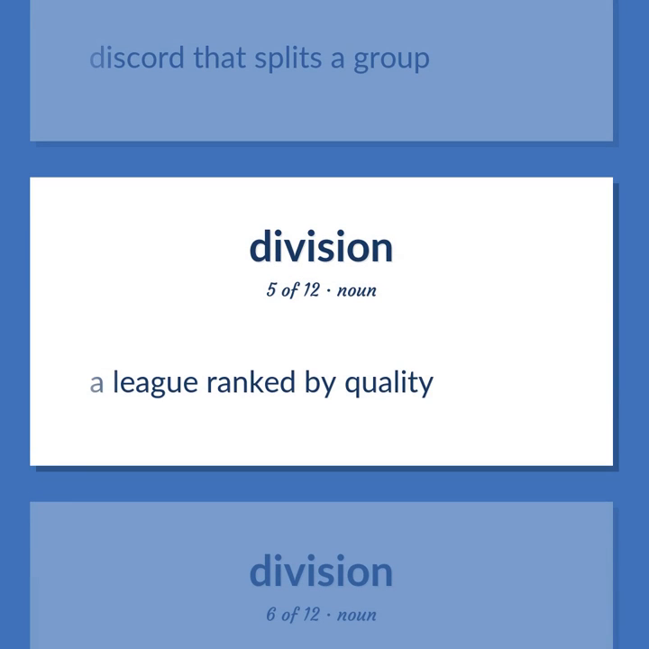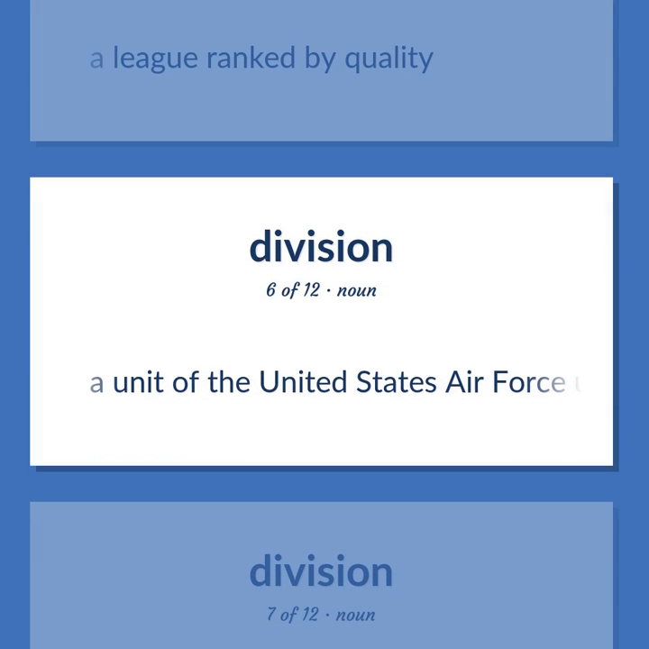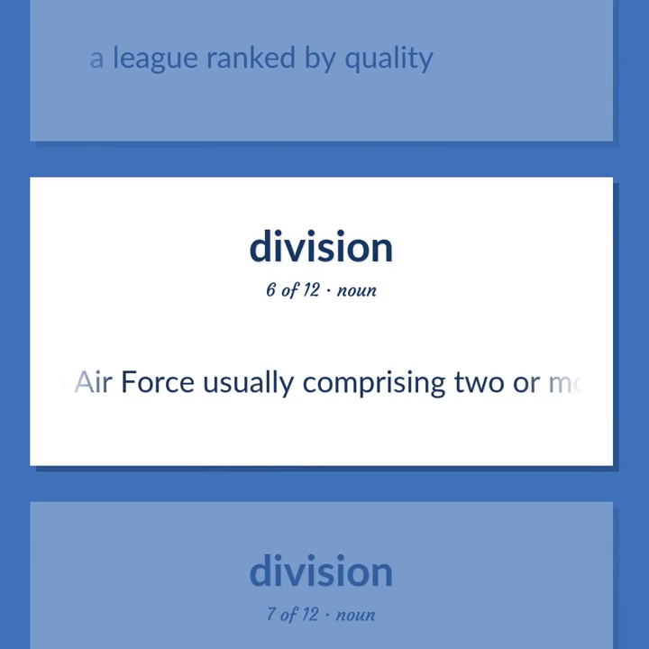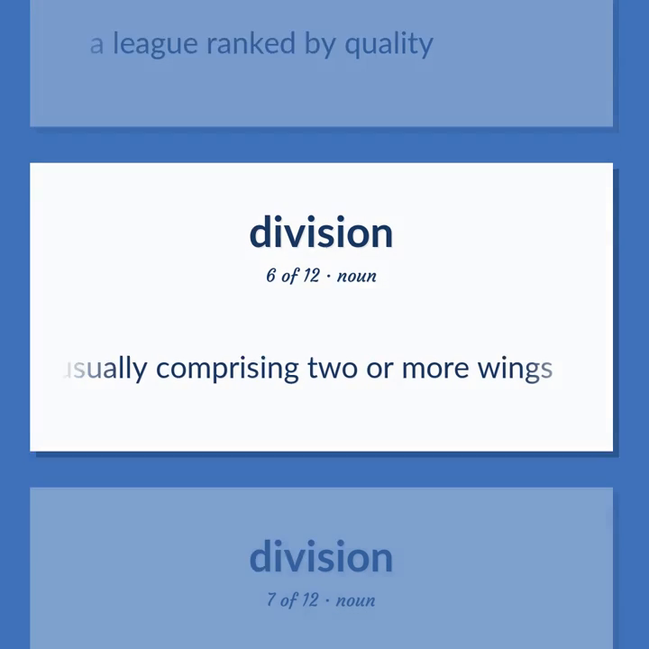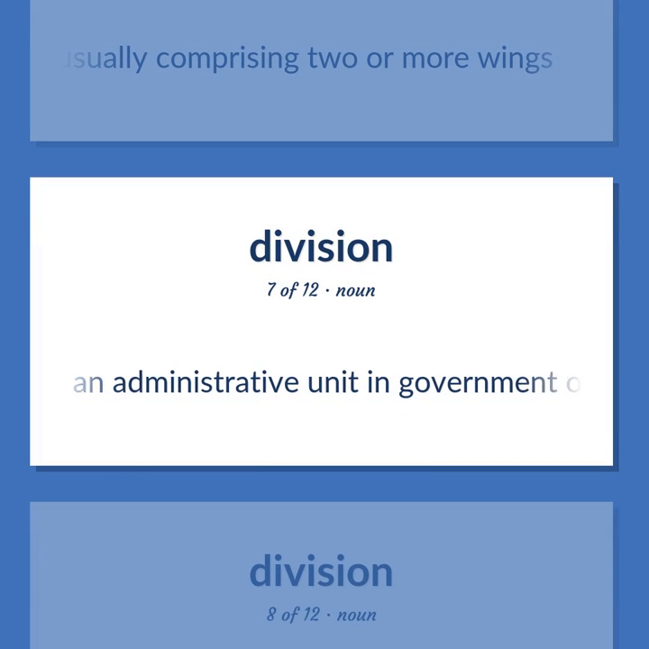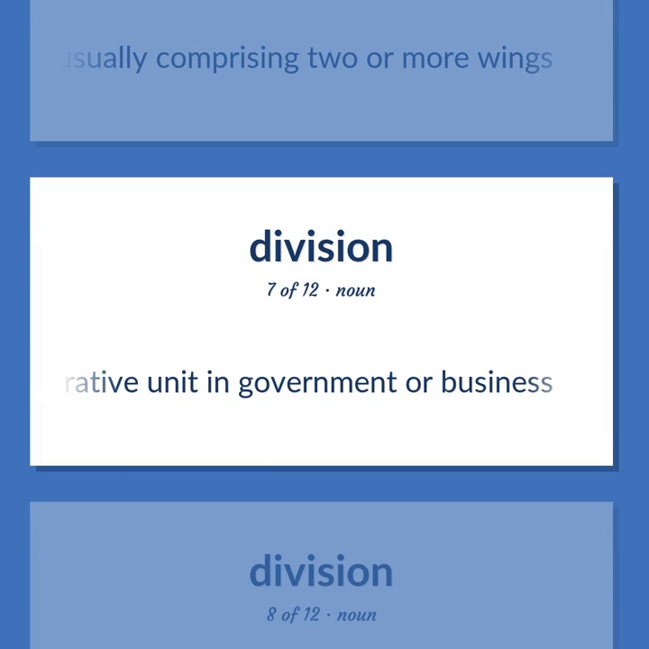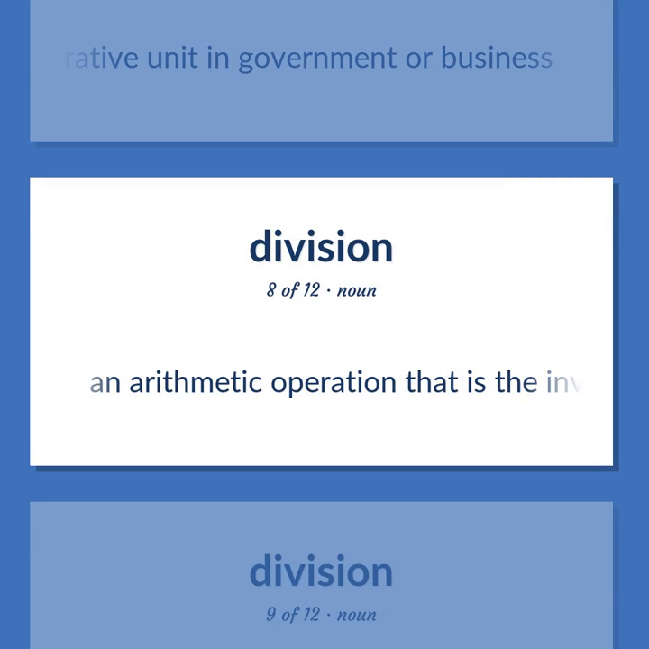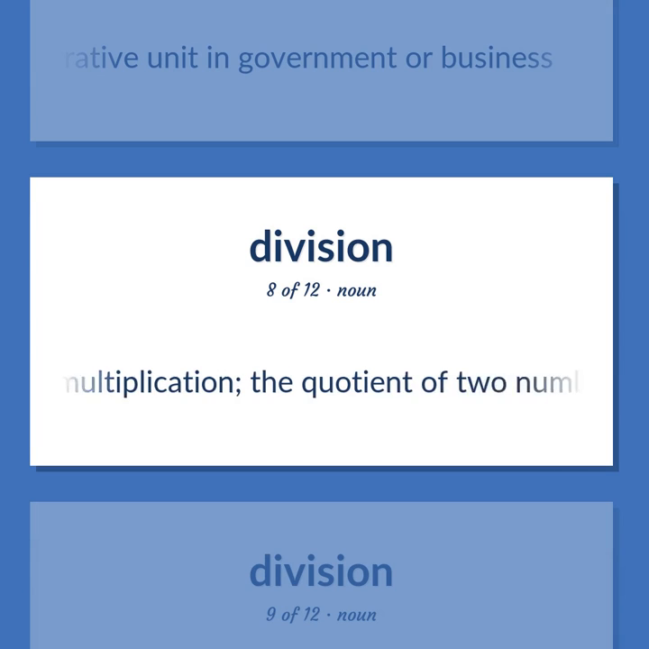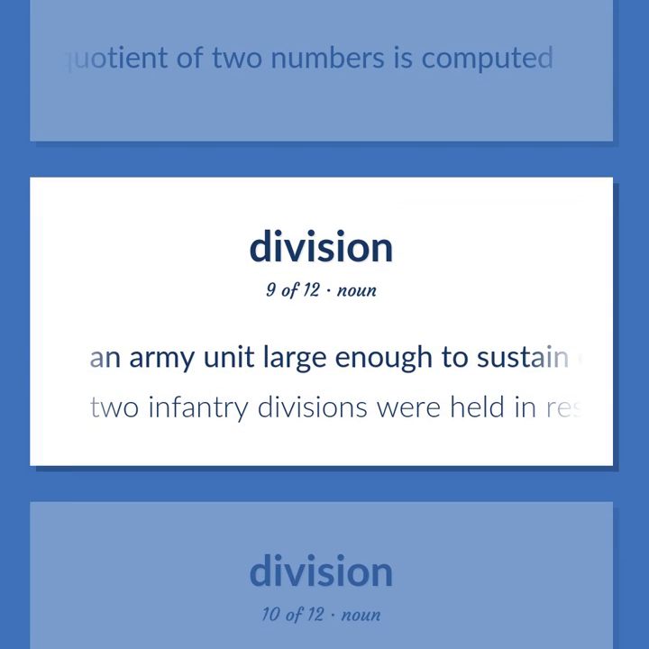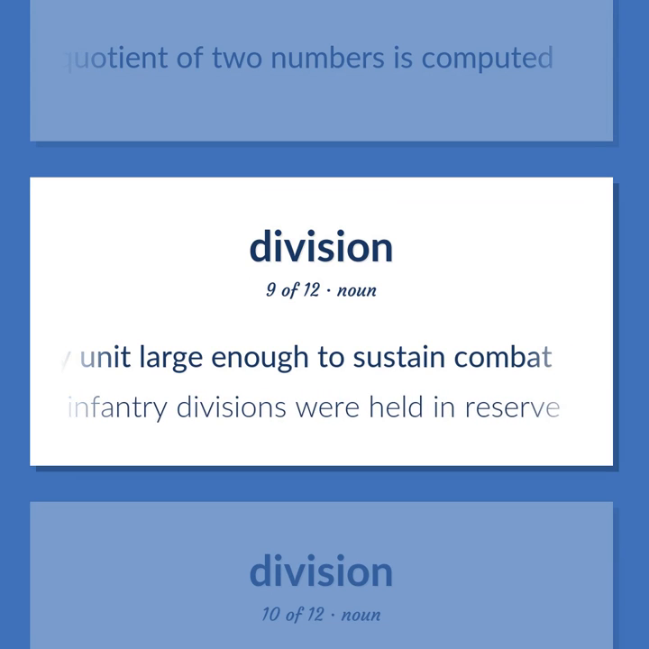A league ranked by quality. A unit of the United States Air Force usually comprising two or more wings. An administrative unit in government or business. An arithmetic operation that is the inverse of multiplication. The quotient of two numbers is computed. An army unit large enough to sustain combat. Two infantry divisions were held in reserve.